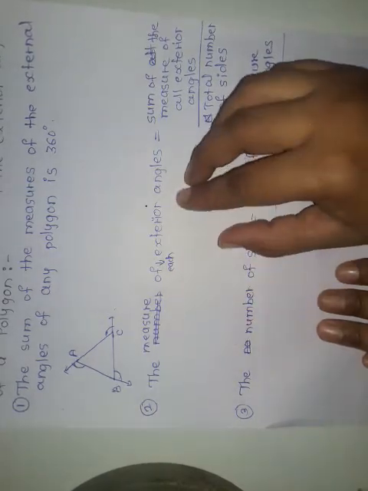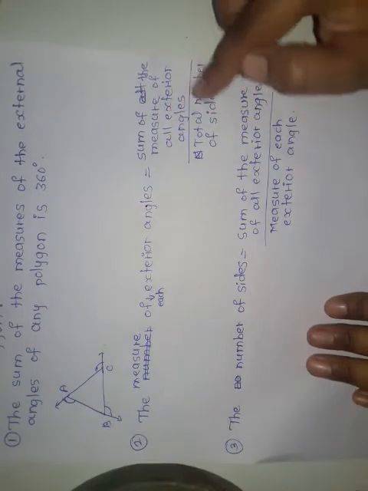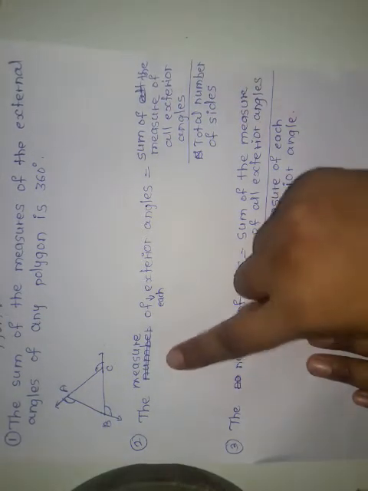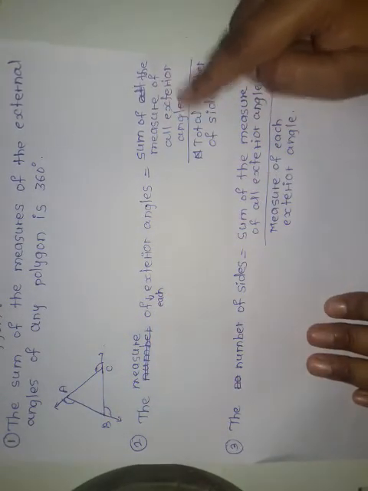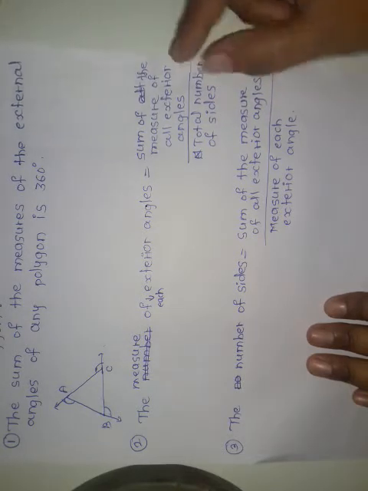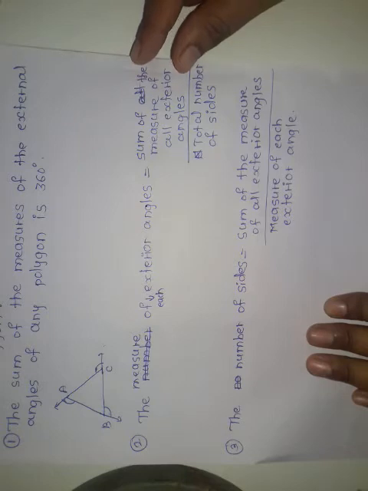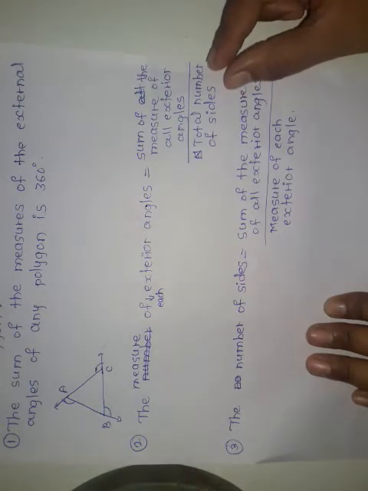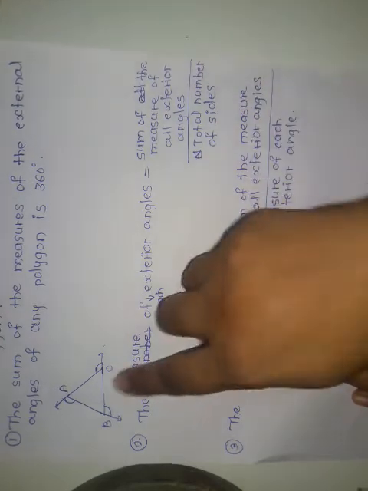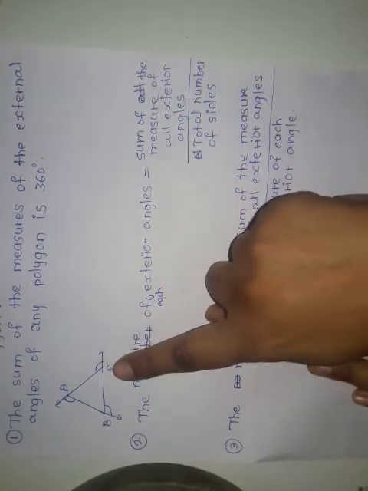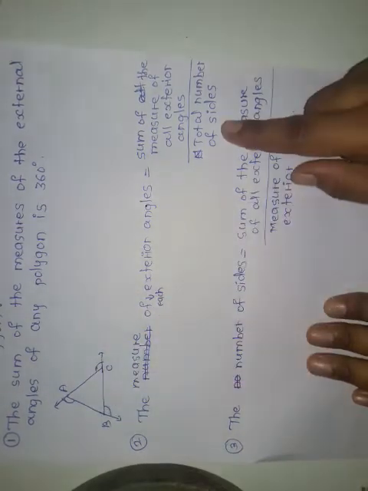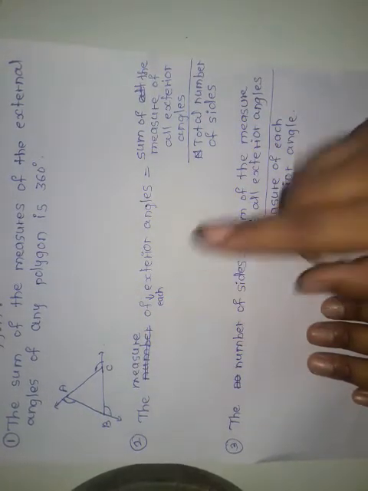Then the next point is the measure of each exterior angle. If we have to find the measure of each exterior angle, what is the formula? The formula is the sum of the measures of all exterior angles upon the total number of sides. We know the sum of all exterior angles is 360 degrees, and we divide it by the total number of sides. For a triangle, which has 3 sides, we divide 360 by 3, and then we get the measure of each exterior angle.